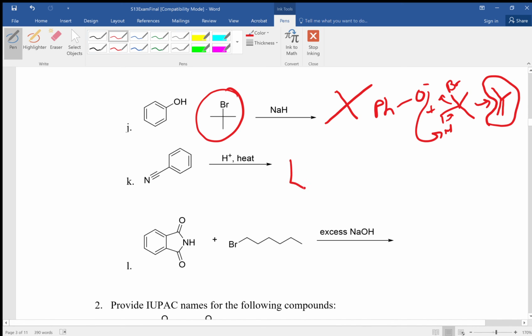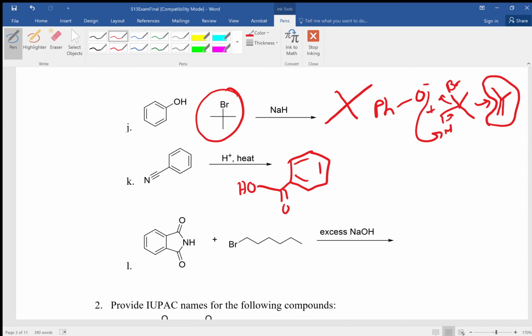The next part is just a nitrile hydrolysis. This can be done under acidic conditions as it is here, or it can also be done under basic conditions. Regardless, it converts the nitrile to a carboxylic acid.